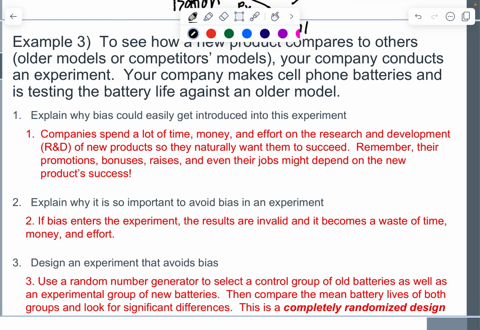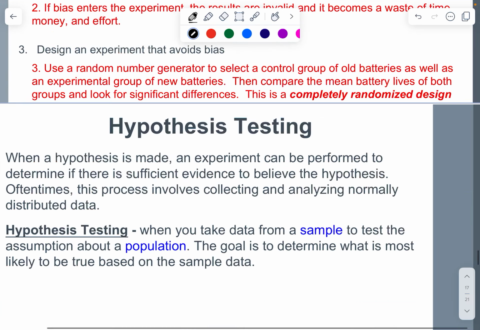For our experiment, we randomize it to start, right? Control group versus an experimental group, and then compare how long the battery lasts, the mean battery lives, and that's a best randomized design.